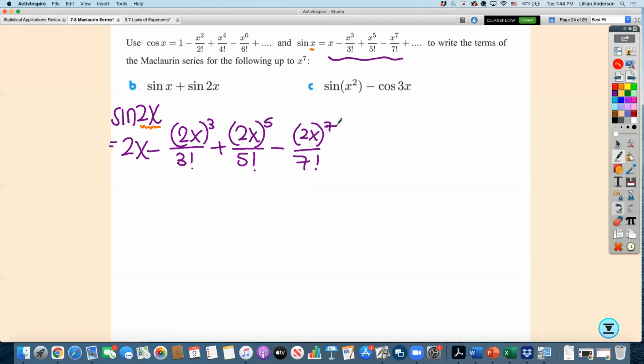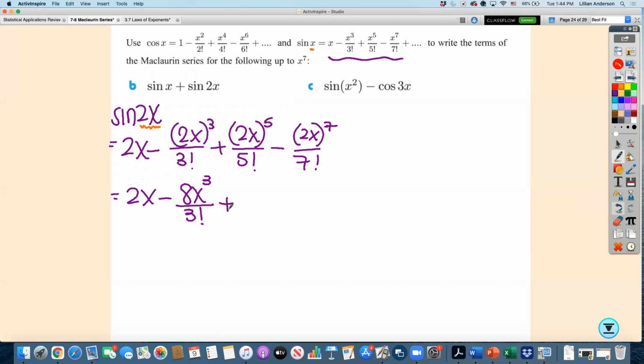What is 2x to the 3rd? 8x to the third. Let's go ahead and simplify this down some. Since I am going to have to combine like terms, I at least want my coefficients of my variables to be good. 8x to the third over 3 factorial.